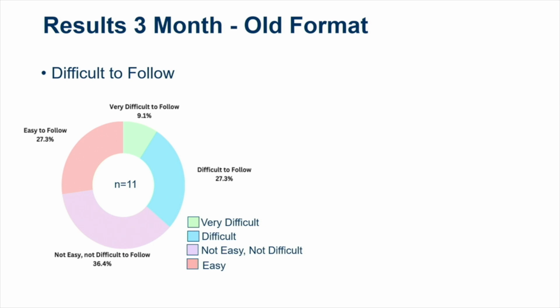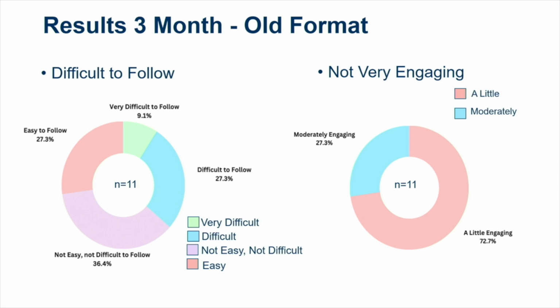So at that 3-month mark, this is looking back at the old format, so our Word document format. What were people saying? And I will say, before we look at all of this, these numbers very much represent all of the feelings we were feeling, just in graphs. So we were difficult to follow. As we can see here, we had 11 people respond about this. 9% said very difficult to follow, 27% difficult to follow, and then 36% somewhere in that middle: it's not really easy, but it's not difficult to follow information. On the engagement level, we were a little engaging. I was happy to see that we were not at all engaging, so people were there and understanding, but still not what we would like to see.